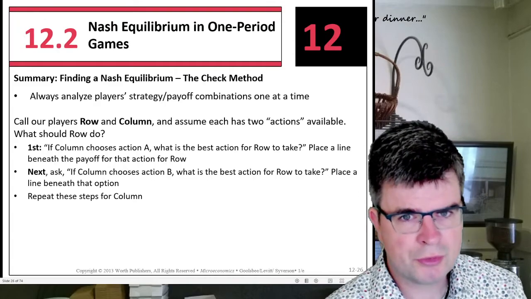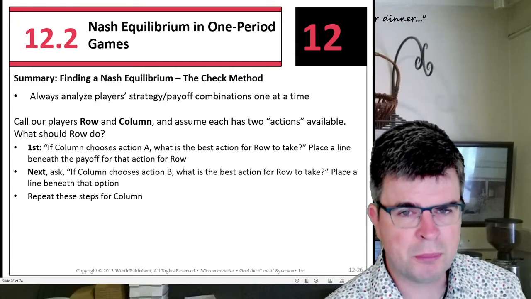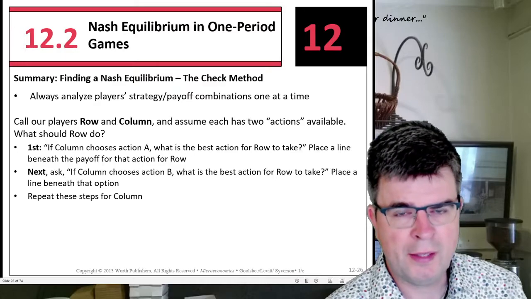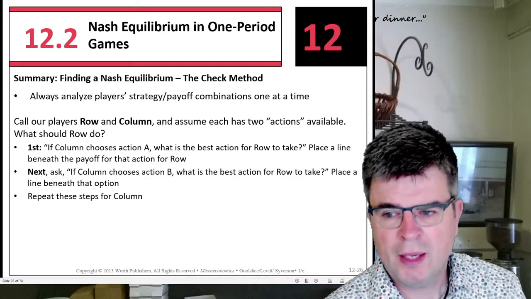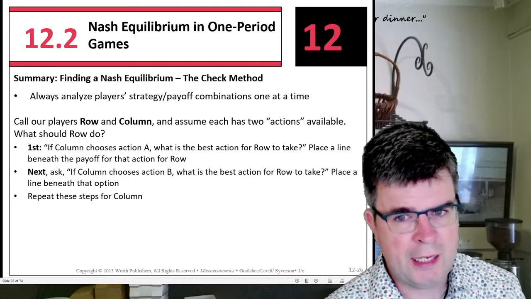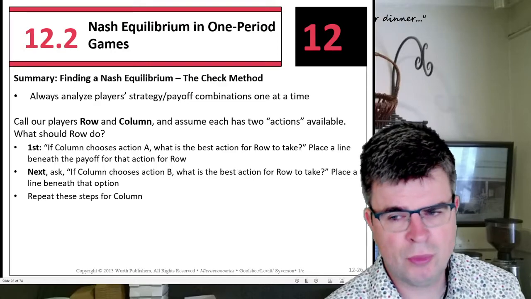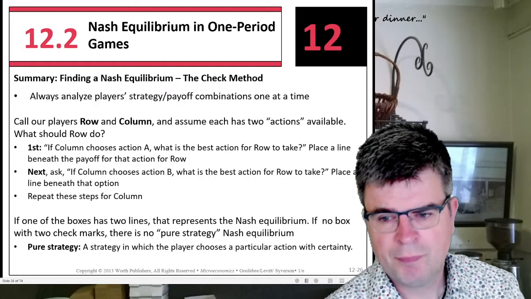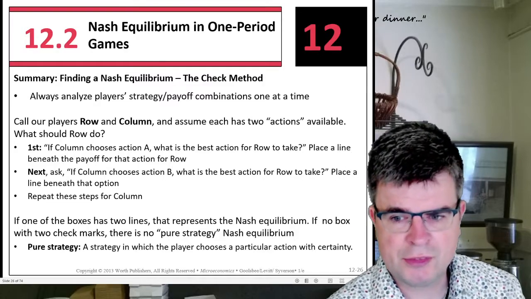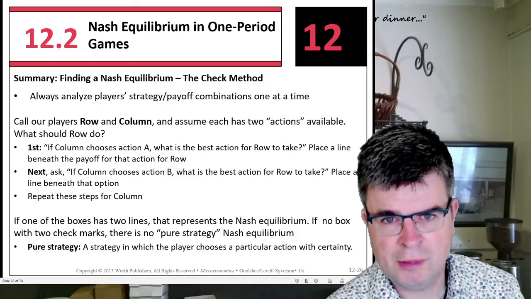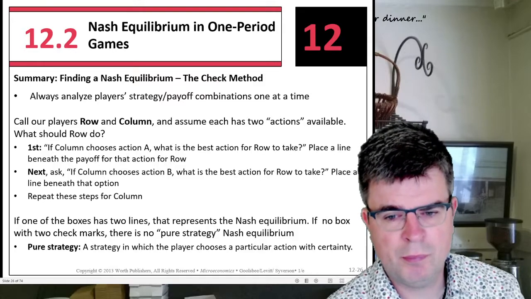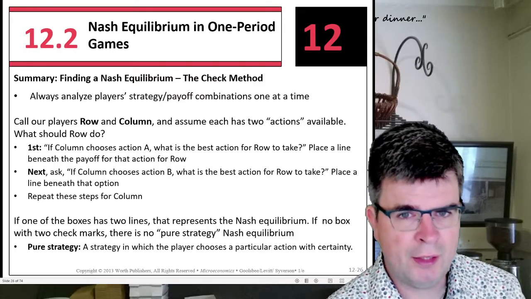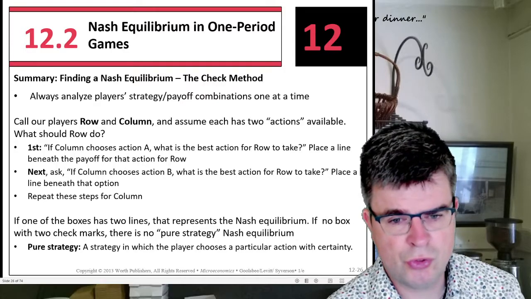First, ask yourself, okay, suppose that column chooses A, what is the best action that row can take? And then place a line beneath the payoff of that action for row, or a check. And next ask, if column doesn't choose A but B, what is in that case the best action for row to take? And again, place a line beneath that payoff. Repeat the steps for column, and if one of the boxes in the payoff matrix has two lines, that represents the Nash equilibrium. If no box with two checks appears, then the game doesn't have a Nash equilibrium. And it can also happen that more than one box has two check marks.